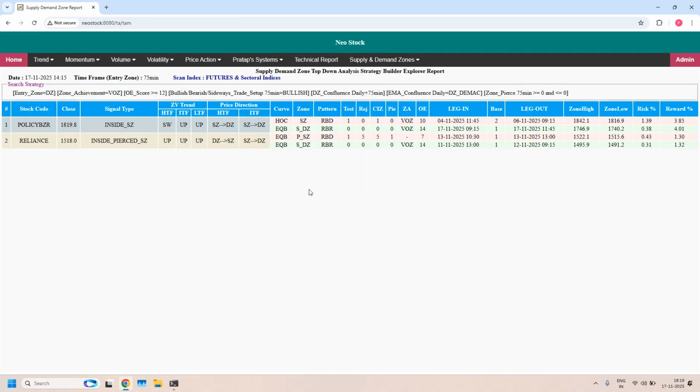Now we got 2 stocks. So these 2 75 minutes demand zones might be having more high probability to get success, provided less than 20 checklist items are satisfied. Otherwise, higher chances of zone violation.